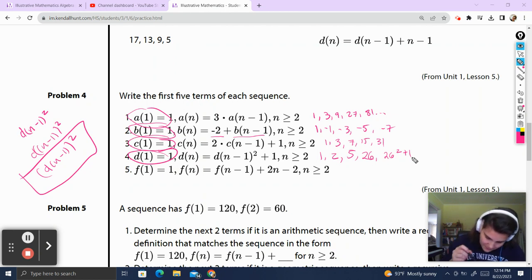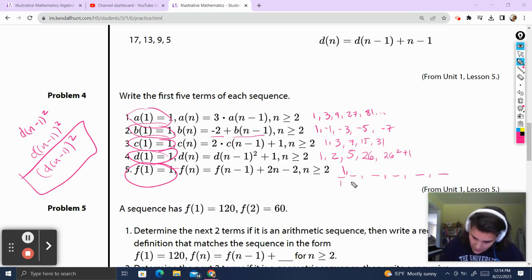All right, last one. F. Well, our first term is 1. Then we have the previous term plus 2n minus 2. So I'm going to go over here and put down my n values for each term. This is going to be my first term, my second, my third, my fourth, my fifth, my sixth. And that's just going to help me do some calculations. So we have our first term, which is 1, plus 2 times n, which is 2, minus 2. So we're going to have 1 plus 2 times 2 minus 2, which is 1 plus 4 minus 2, which is 3.